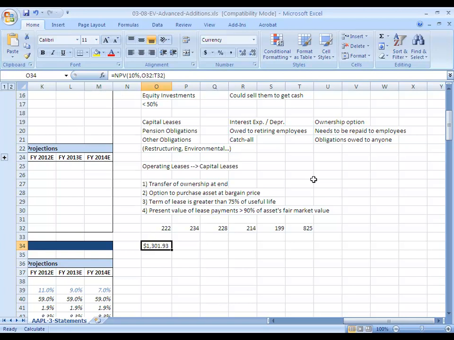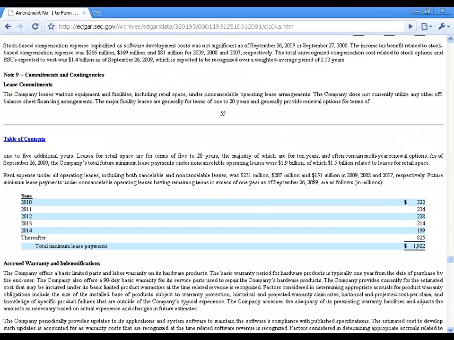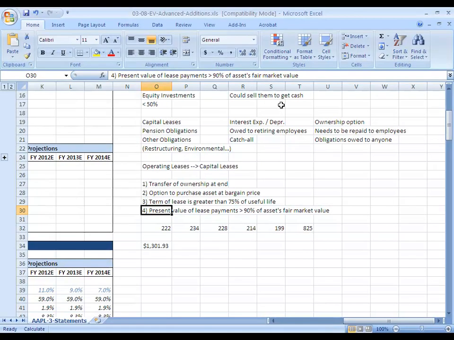The problem here is that, again, what is the asset's fair market value? We really have no idea. We know that they have 1.9 billion in total minimum lease commitments here, but to actually get the fair market value of the assets that these lease commitments refer to, we'd have to talk to accountants, auditors, the CFO of the company.